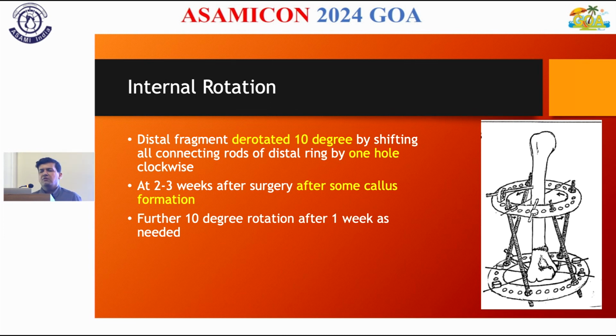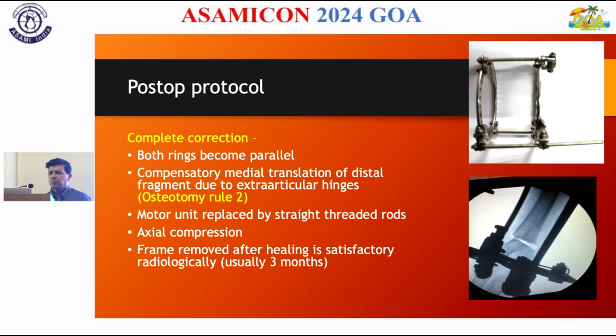So now we try to correct the internal rotation after 2 weeks when it's a little sticky, to avoid displacement. In the post-op, when we are doing the correction after final time, both rings become parallel. This is the time when your deformity is corrected, and you will see a little amount of translation, but that has to be there as per osteotomy rule 2.